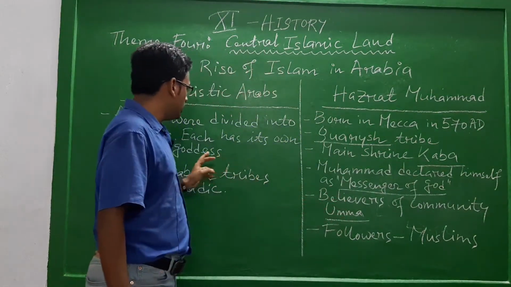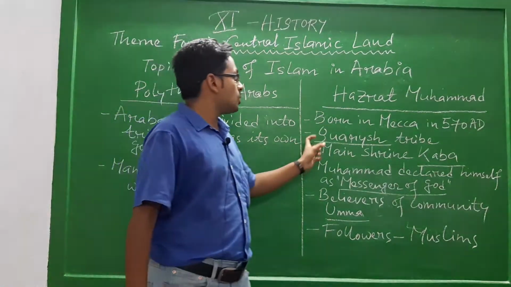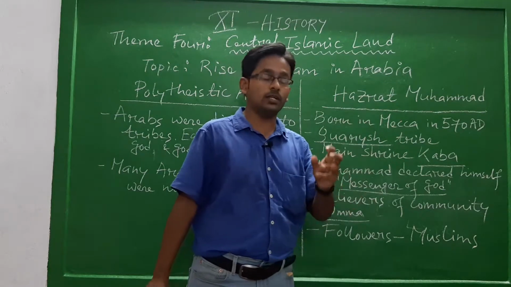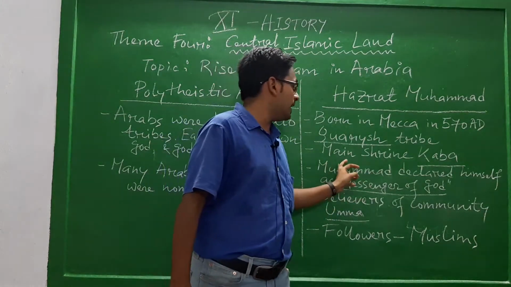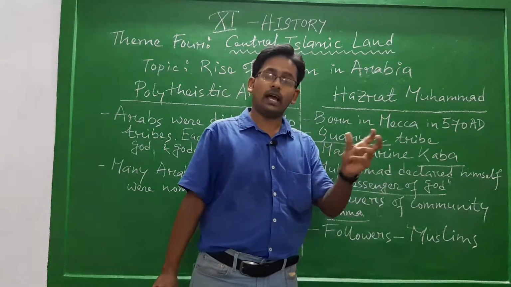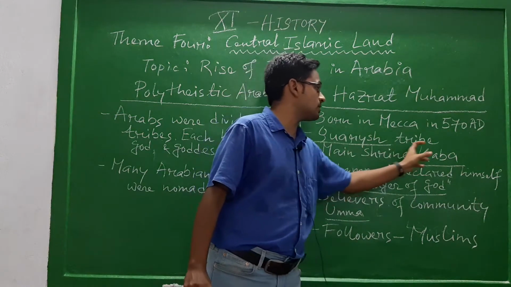I have already told you that each tribe had its own gods and goddesses, right? So Hazrat Muhammad belonged to the Quraysh tribe, and they had their shrine at Kaaba. They had their god, and they worshipped at the shrine called Kaaba.